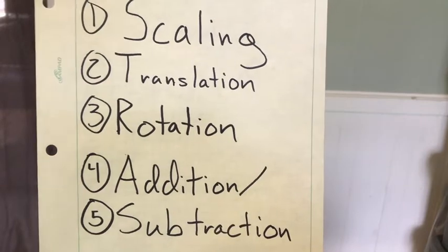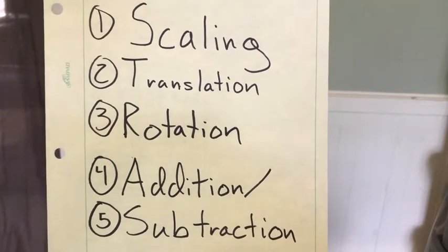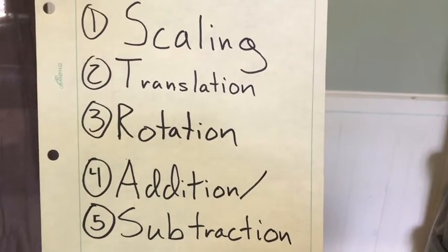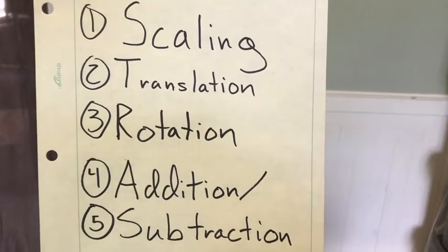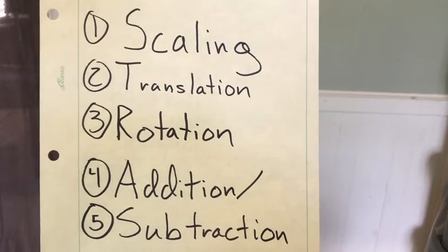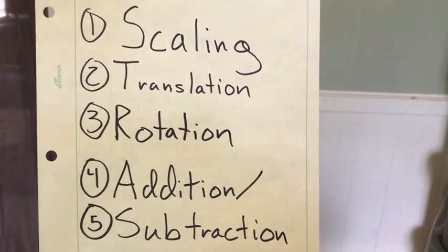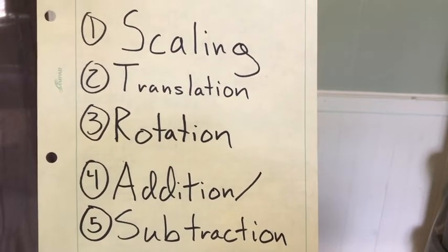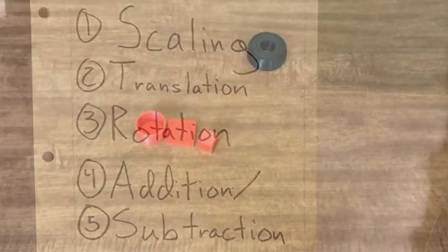Now the 4th thing is addition. We're going to take shapes and we're going to add them together to combine a larger shape. And then number 5 is we can subtract one shape from another to give a different shape as well. I'm going to show you some examples of these right now.